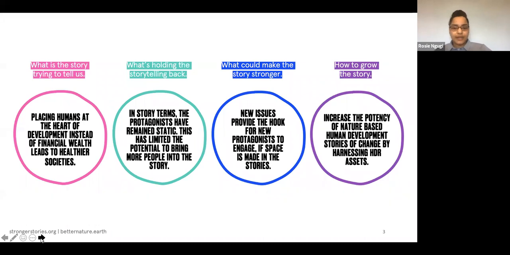So what could make the story stronger? Well, new issues provide the hook for new protagonists to engage if the space is made in those stories. And so how can you then grow the story? Well, you have to increase the potency of nature-based human development stories of change by harnessing what the HDR already has, so the HDR assets. I'm going to hand over to Guy now, who will delve a bit deeper into these four ideas.